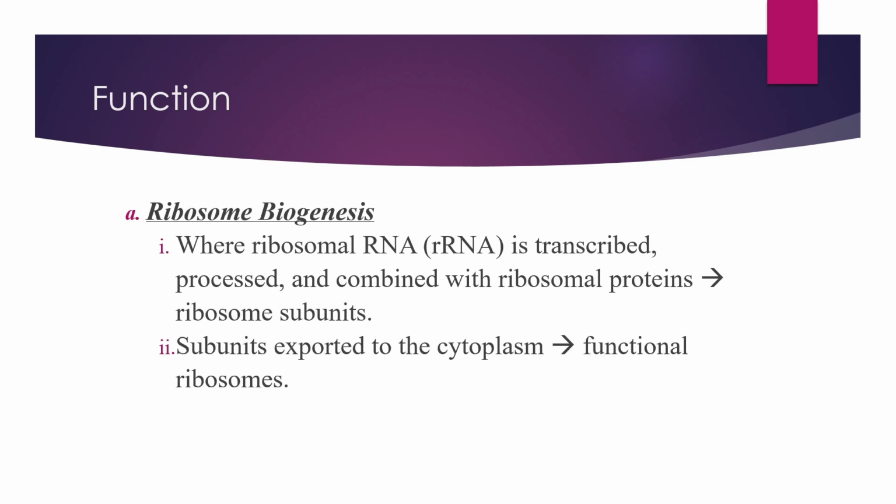Thirdly, now we're going to go to ribosome biogenesis. Here, the nucleolus within the cell is a site where ribosomal RNA is transcribed, processed, and combined with ribosomal proteins to form ribosome subunits. These subunits are then exported to the cytoplasm, where they assemble into functional ribosomes and actually start doing their work.